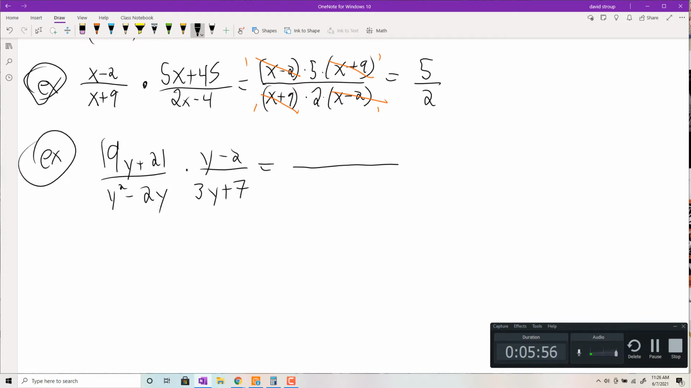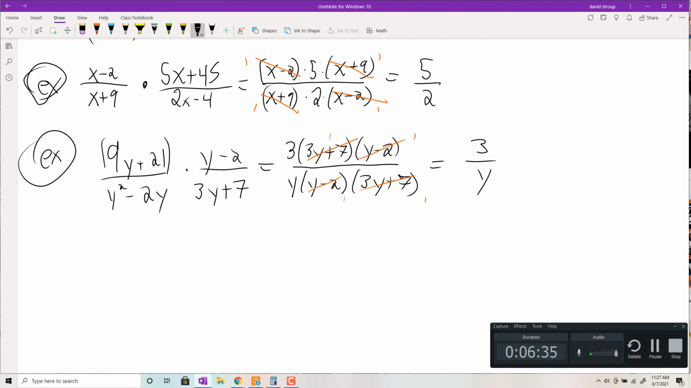So in the first, this 9y plus 21, I could factor out a 9 from there, or at least a 3, maybe not a 9, right? So let's factor out a 3. I get 3y plus 7. Then I have times the y minus 2 on the other fraction. Downstairs, I can factor a y out of the y squared minus 2y, so I get y minus 2 there. And then I get the 3y plus 7. And again, you see the cancellation. Right? So that with that, this with this, and we're ending up with 3 times 1 is 3, y times 1 times 1, just y.